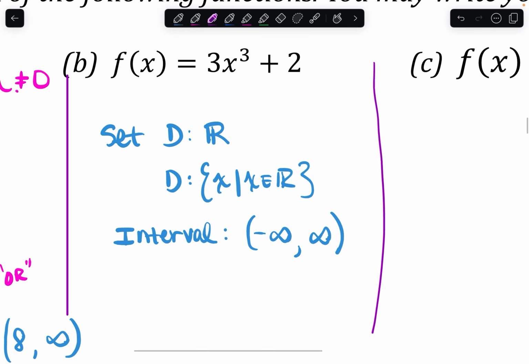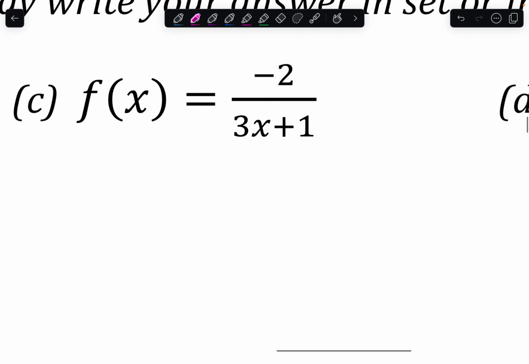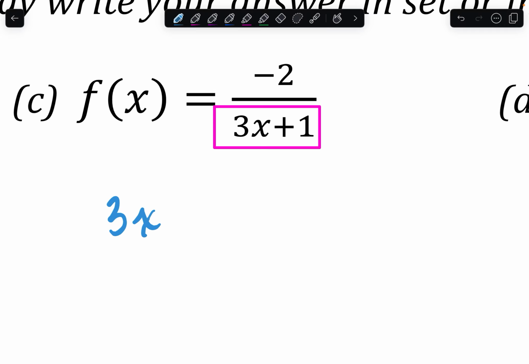All right, next. The function is negative 2 divided by the quantity 3x plus 1. So first question, do we have a denominator? The answer is yes. So we have a problem, possibly. My denominator is not allowed to equal 0, so I pull everything in my denominator and say you cannot equal 0. All right, we need to solve for x.